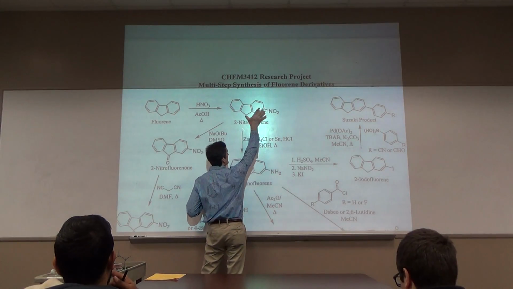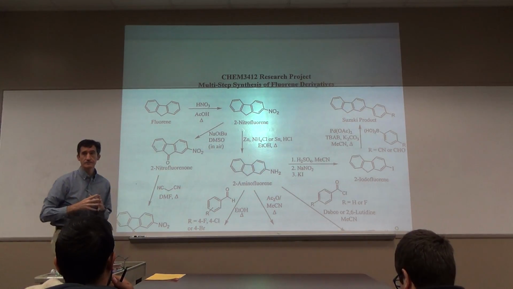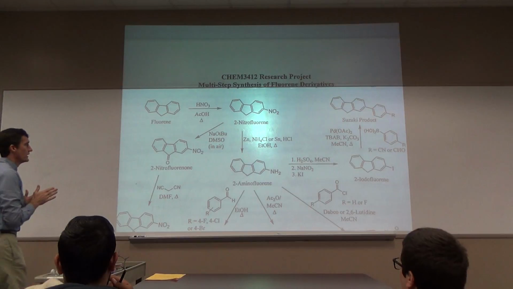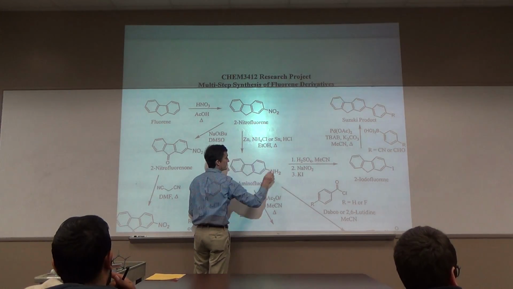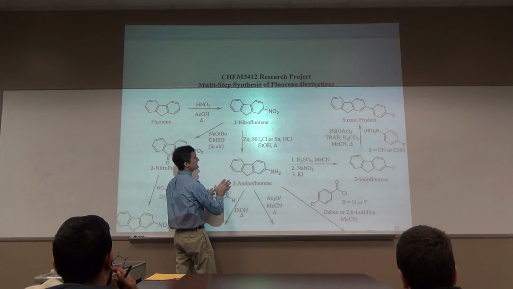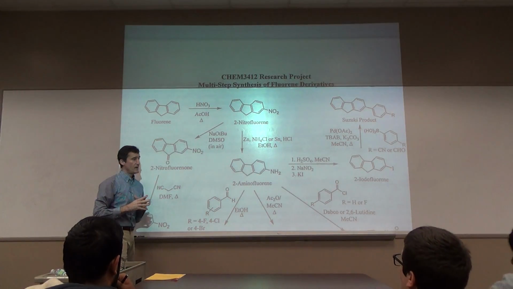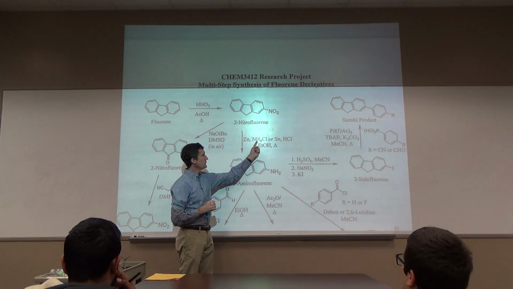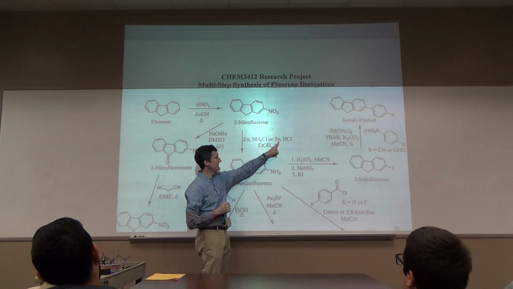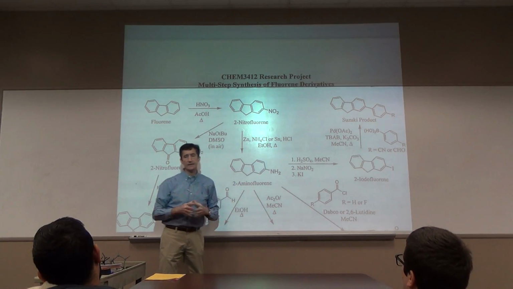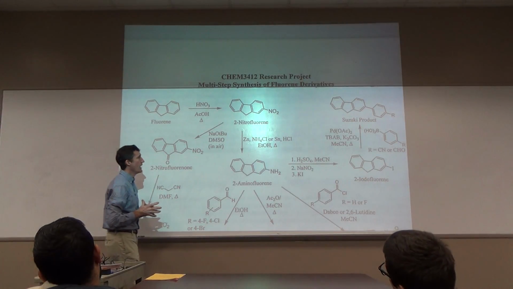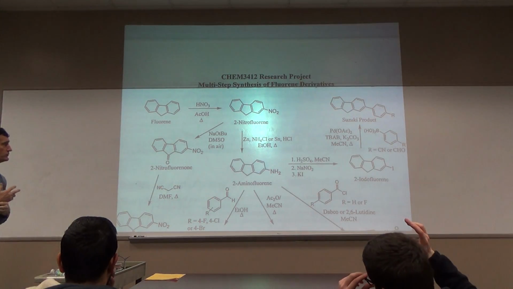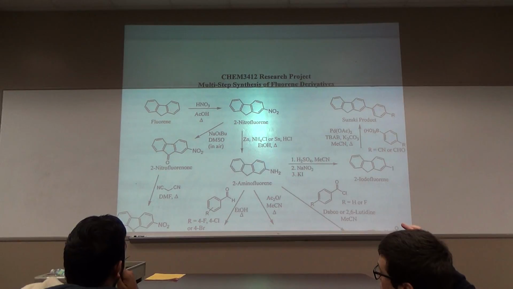Next week you will take your product, which is hopefully pure. You should never do any reaction without it, but you have a pure product. You're going to reduce the nitro group to the amino group and make the 2-aminofluorene. But you have two different options. You can either use zinc, and there the proton source is ammonium chloride, or you can use tin metal. When you use tin metal, HCl is the proton source. In either case, you use ethanol and reflux. So you have a choice of which one you want to use.